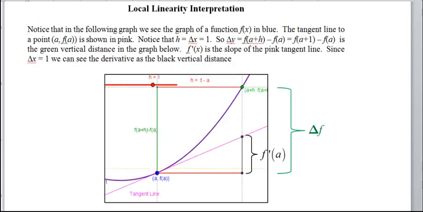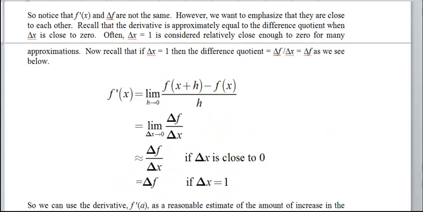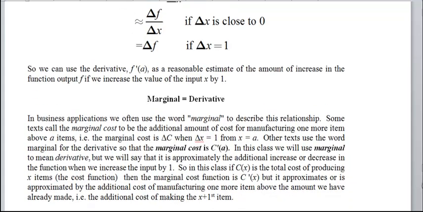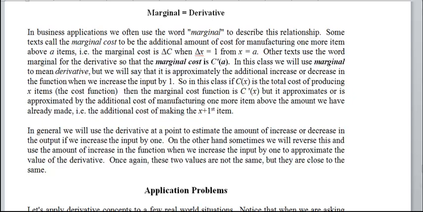So we're saying that these two distances, this distance here, which is f prime, and this distance here, which is delta f, are not the same, but you can think of them as close to being the same. And that gives us a nice way of interpreting this. Business people refer to this by the word marginal. Okay? So in business applications, we use this word marginal.